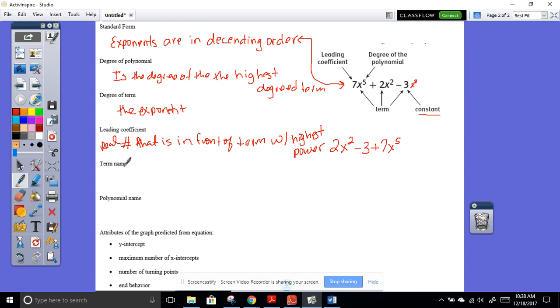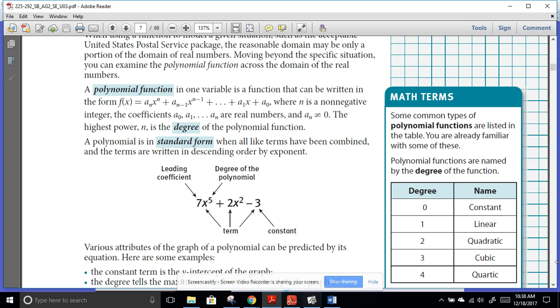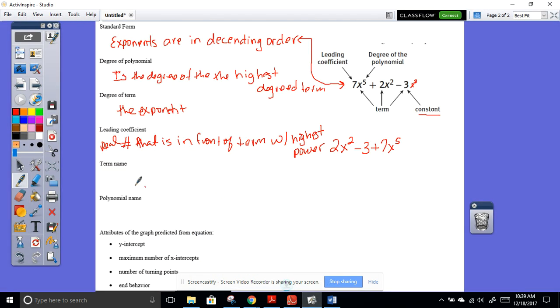Okay, so each term has a name based on its degree. So this term right here, we would just call it the 5th degree term. This one right here would be called a quadratic term. And I believe if you look back over here in your book, they're kind of telling you right here, if the degree is 0, it's called the constant term. If the degree is 1, it's the linear term. If the degree is 2, it's a quadratic term. If the degree is 3, it's the cubic term. If the degree is 4, it's a quartic term. Although usually after cubic, we don't name them anymore. We just say 4th degree, 5th degree, 6th degree term. And again, the whole point in naming the term is so that we can name the polynomial.